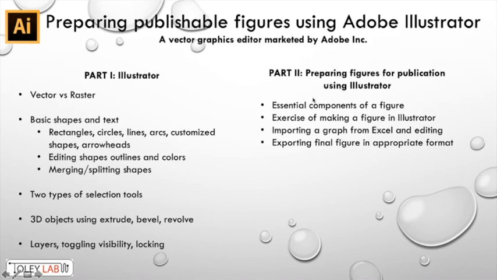So here's what we'll go over in part 2. We'll go over the essential components of a figure. When we say a figure, we're talking about a figure that will show up in a research publication. We will start with an exercise. We'll take some data and try to make a figure using Illustrator. A critical part of all of this is how do we import a graph. There's a lot of graphs obviously in the kind of work that we do. These graphs we often prepare in Excel, and we'll see how to import those graphs from Excel into Illustrator and edit them. And finally, once your figure is ready in Illustrator, there are ways of exporting it in several different formats. So we will go over all of this.